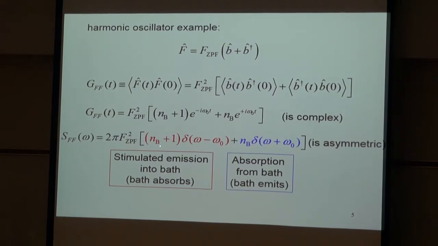So this, of course, corresponds to stimulated emission into the bath. That is, the bath absorbs energy, and that is given by the spectral density at positive frequencies. And absorption from the bath to my system, where the bath emits, is given by the spectral density of the noise at negative frequencies. But your stimulated emission term also includes a spontaneous emission term, right? Yes. Right. Yes. Thank you.